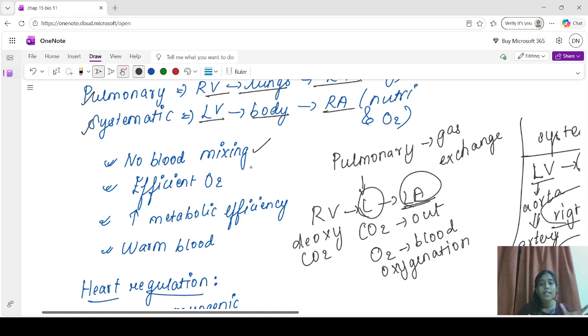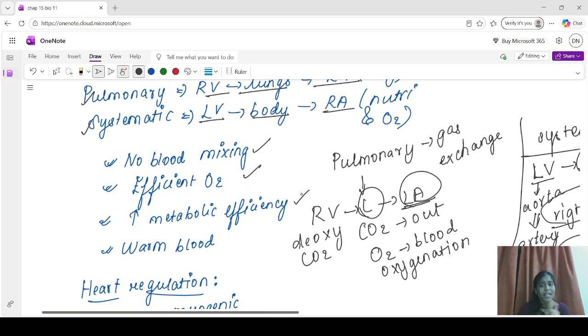So, the cells will receive more oxygen. This improves cellular respiration and ATP production. And now, high metabolic efficiency. Due to double circulation, it will support active movement, brain function, and continuous organ activity. And then it supports warm blood nature.